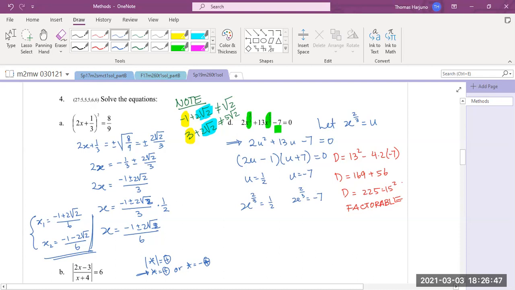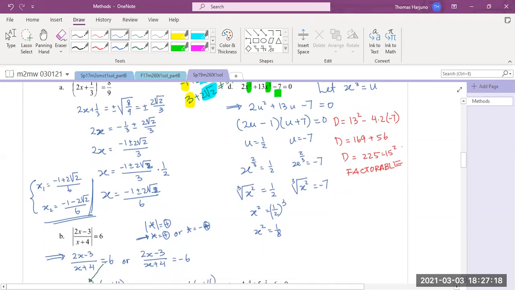Now take a look at how it is being written. This can be seen as the cube root of x, squared, equals 1/2. And this is the cube root of x, squared, equals -7. Undo the cube root, I cube both sides. So x squared equals 1/8. Let me go down and solve it further. So x equals plus minus square root of 1/8.